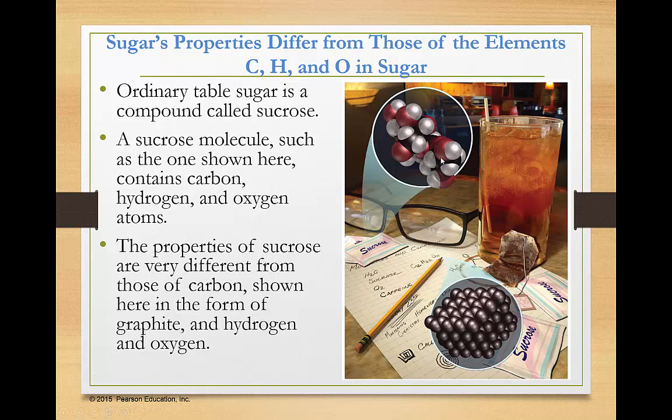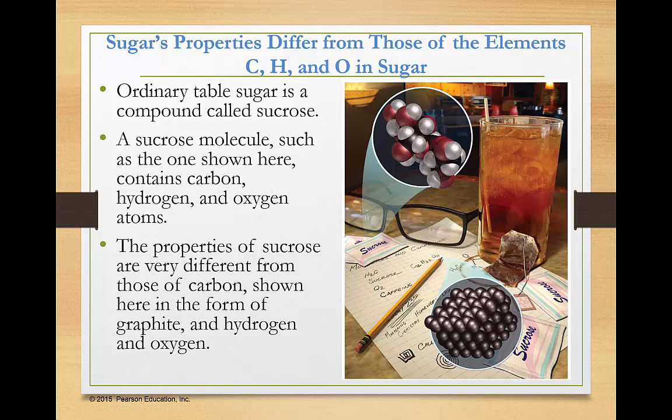So when we look at table sugar, we've already mentioned that it is a compound called sucrose. And if we look at a sucrose molecule, we've said that it contains carbon, represented by the black dots, hydrogen, represented by the grayish colored ones, and oxygen, represented by the red.